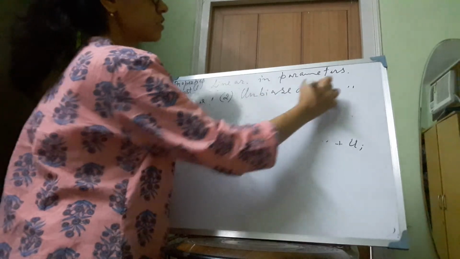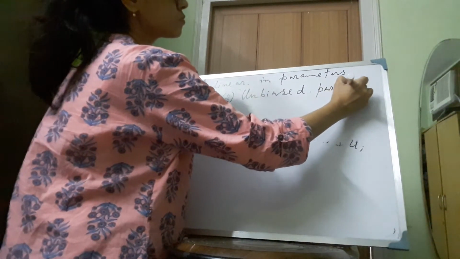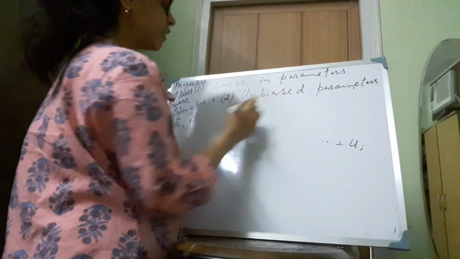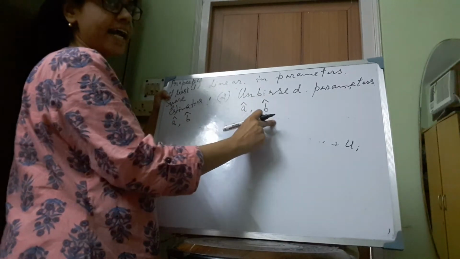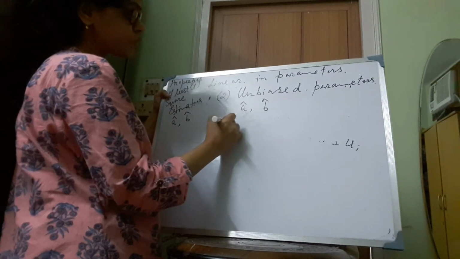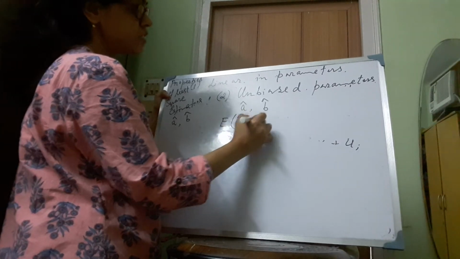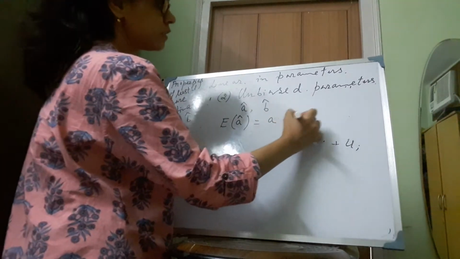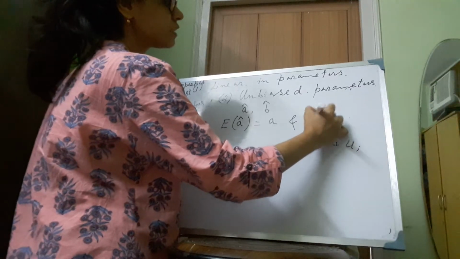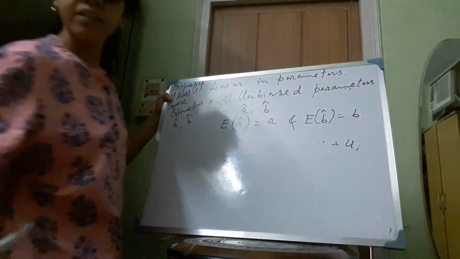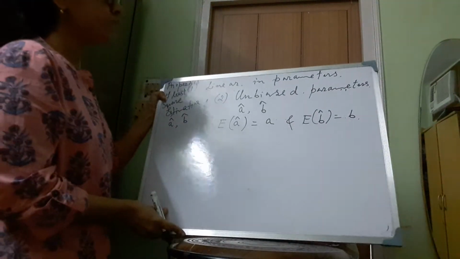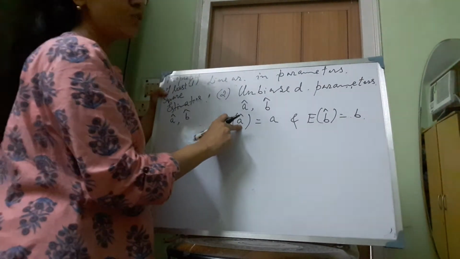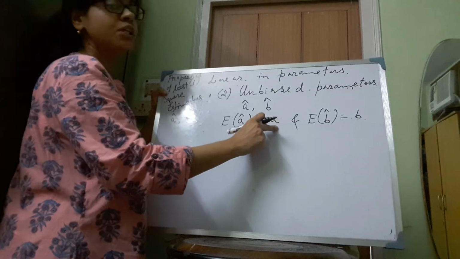Parameters are unbiased. That means after doing the OLS, we are getting A hat and B hat. Now if expectation of A hat is equal to A and expectation of B hat is equal to B, then we say that the parameters are unbiased. So therefore the mean of the estimated value of the parameter should be equal to the population parameter.